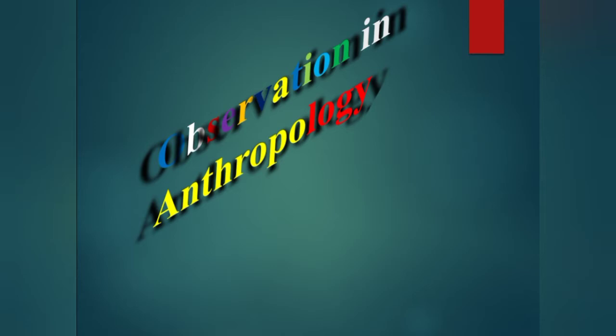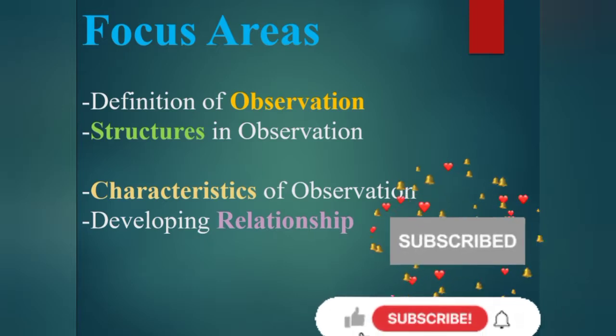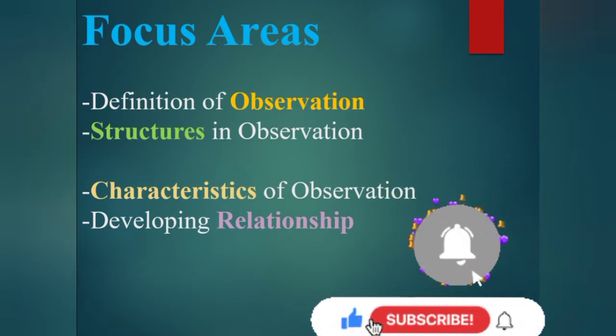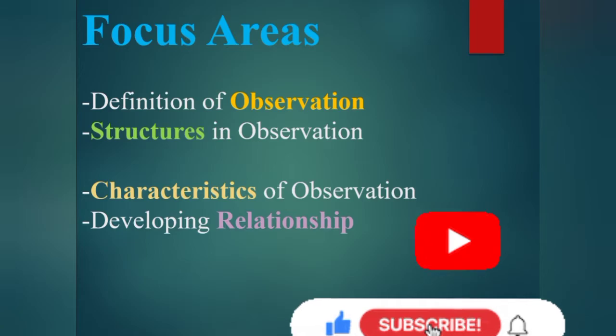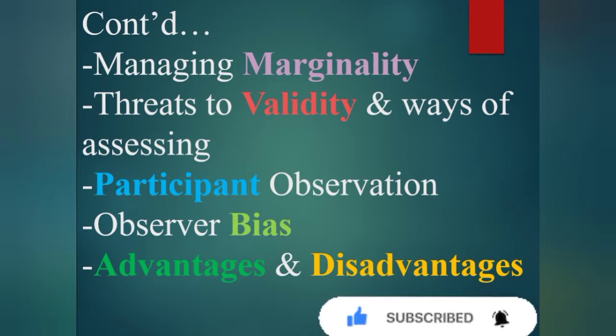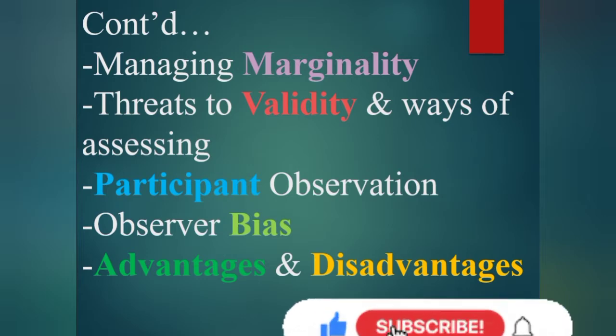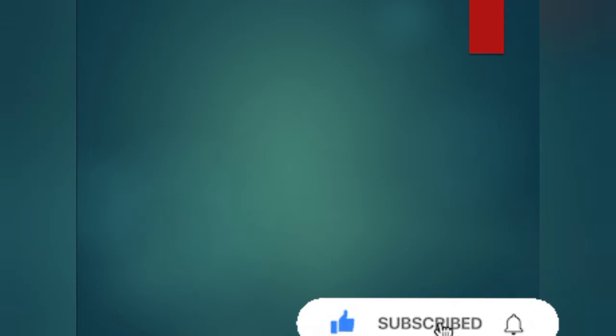Observation in Anthropology. September 2021. Ethiopia. Focus areas: definition of observation; structures in observation; characteristics of observation; developing relationships; content; managing marginality; threats to validity and ways of assessing; participant observation; observer bias; advantages and disadvantages.